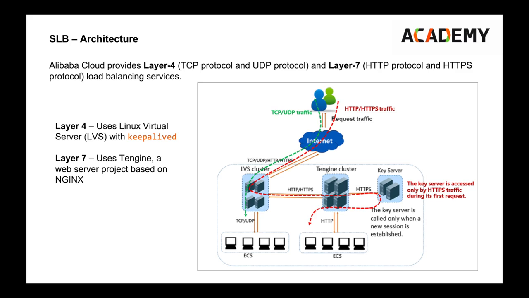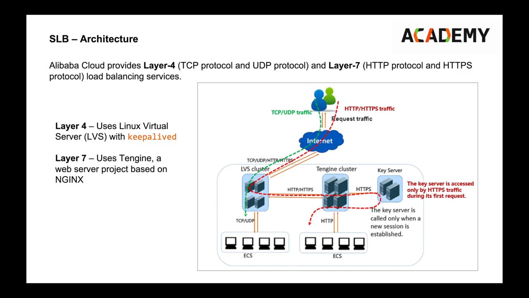Now, the Layer 4 load balancer is based on LVS, Linux Virtual Server, plus Keepalived. So you can see in the diagram on the lower right here that TCP and UDP traffic is passed to an LVS cluster and then passed to the backend ECS instances. It's the fact that we're using a cluster that allows us to provide high availability in the Server Load Balancer.